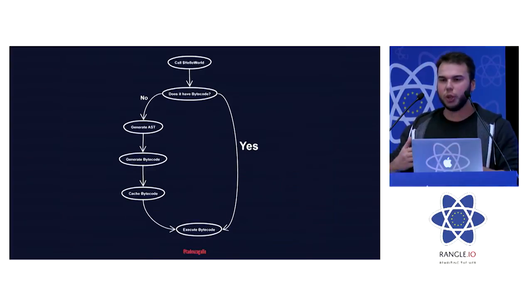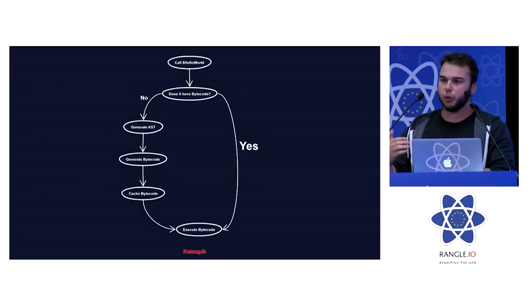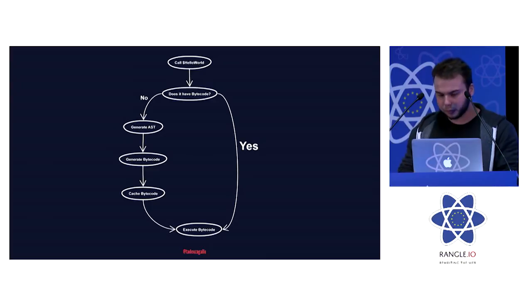When we try to execute the function, the first thing we ask is: does it have bytecode yet? And if it's the first time, no, it doesn't. So we have to generate the AST for that. Then we generate the bytecode, and then we can cache that bytecode for the next function calls. And finally, we execute it. So if we call the same function again, now we have the bytecode, and we go straight to execution.